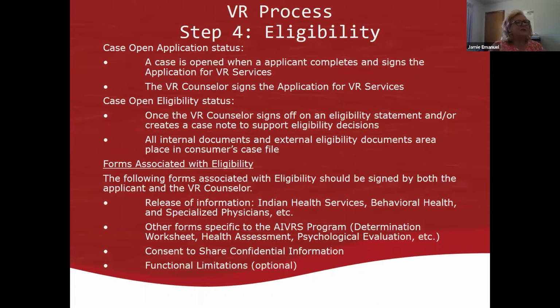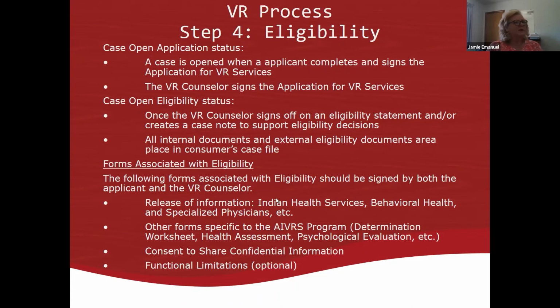And other forms that are specific to the AVERS programs for determination of eligibility are the determination worksheet, any health assessments, any psychological evaluations, any type of evaluations or assessments. You must have all of that data collected and in the case file. You also need to have consent to share confidential information forms completed. And like I said earlier, if you do not have these forms and you need them, you can go to that Dropbox link to the folder for the tools or to the AVERTAC website and download these forms for your program to use.